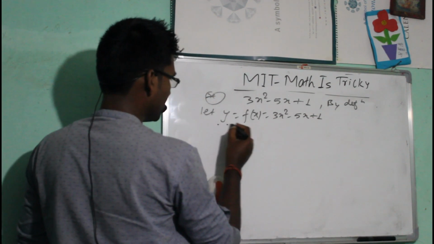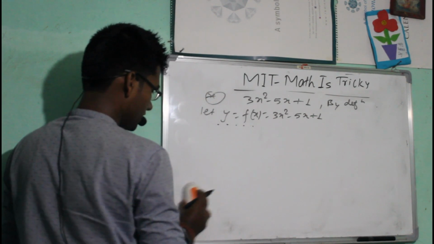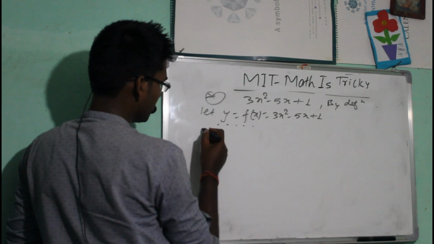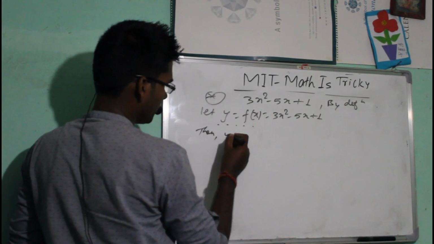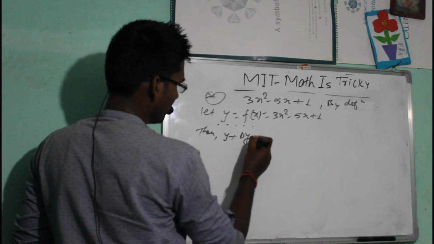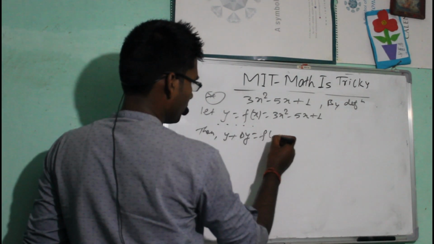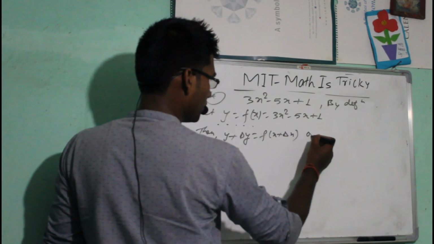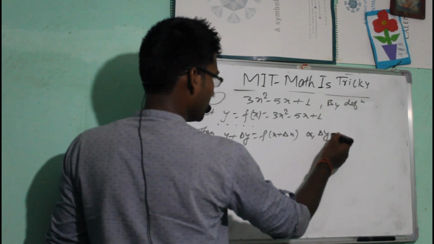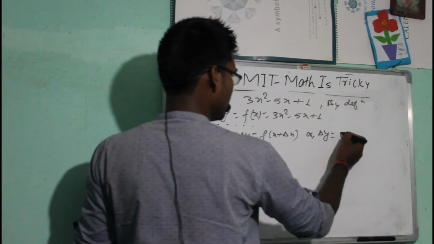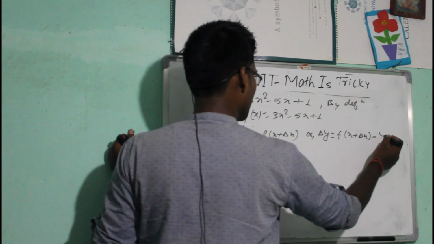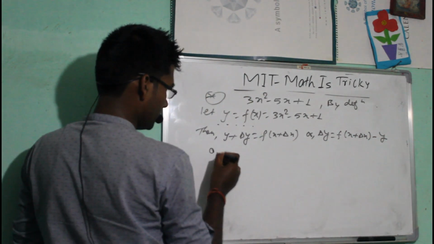The same thing, write the language here. You can see my previous videos for that. Then after that we can write the same line here, y plus delta y equals f of x plus delta x, and then we can find the value of delta y, that will be simply f of x plus delta x minus y.